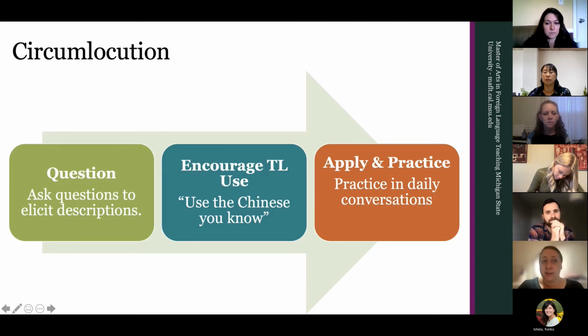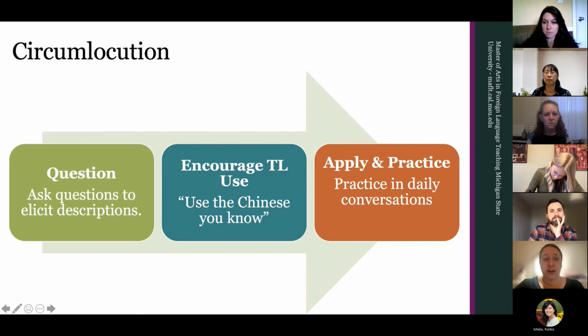And then eventually they get to the point where instead of just saying, I don't know how to say it, or speaking in English, they'll start to offer their own descriptions of the words that they're trying to use. And so that's my motto: use the Chinese you know. So they're using the language they do know to convey their meaning. And then as the teacher, I provide that vocabulary item, and now it's personal for them.